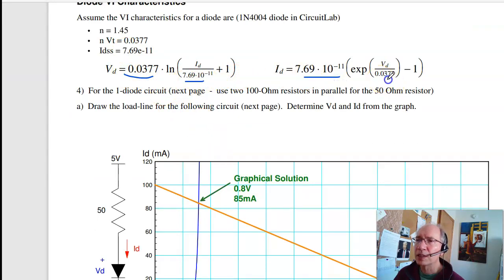So that number and this one. This is NVT, that's the 1.45. And VT is 0.026 at room temperature. So multiply them all out, I get 0.0377. There's the current versus voltage relationship for a 4004 diode.